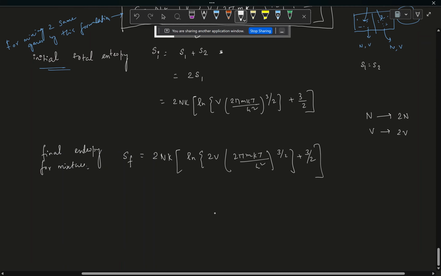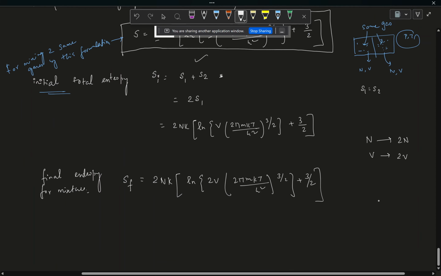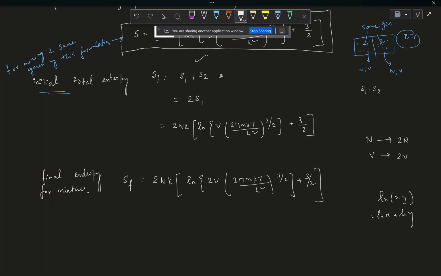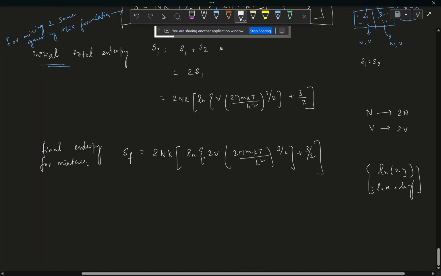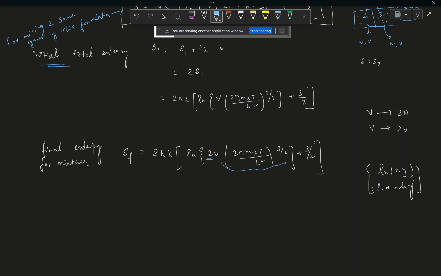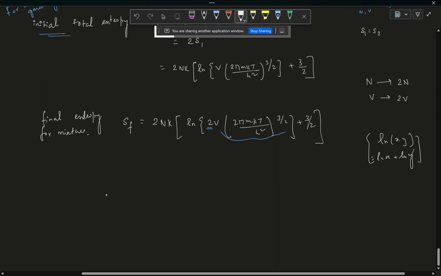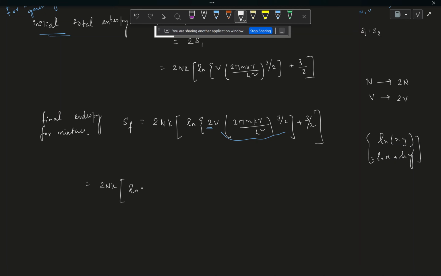Because there is an ln term, we can always use the fact that ln of x into y is nothing but ln x plus ln y. So you can separate or disintegrate like that. Here we'd like to do the same in this case. We'd disintegrate out this 2 part from the rest of the parts. Basically that will give us 2nk times ln 2 plus ln of V into (2 pi mkT by h squared) to the power 3 by 2, plus 3 by 2.